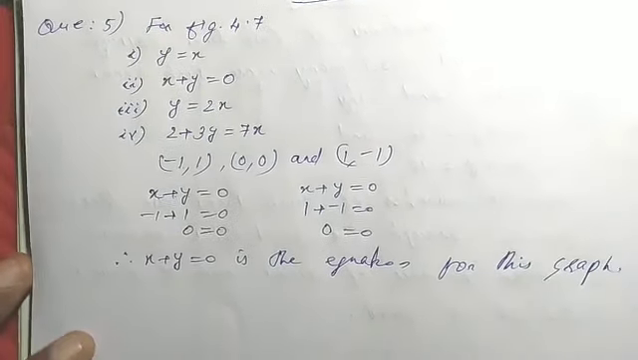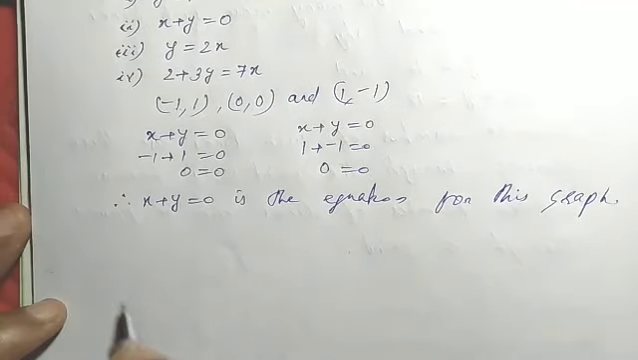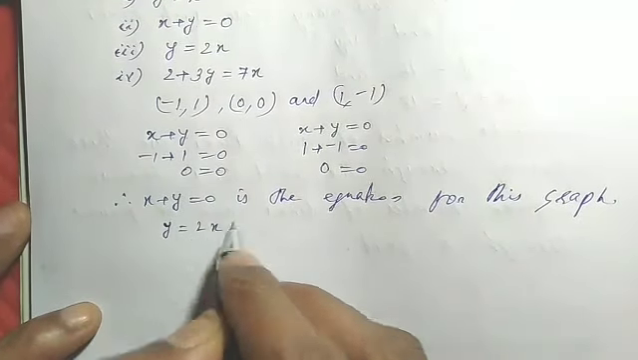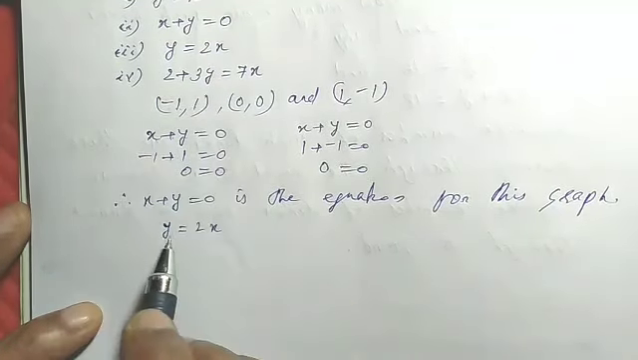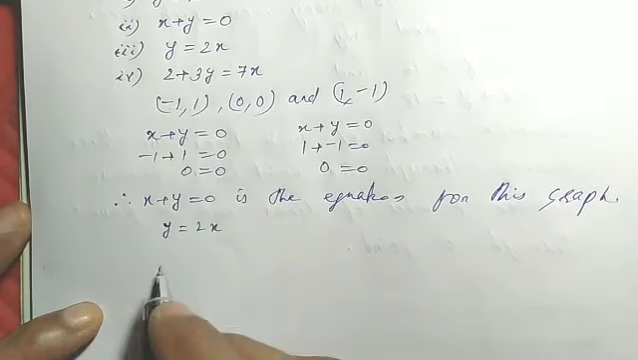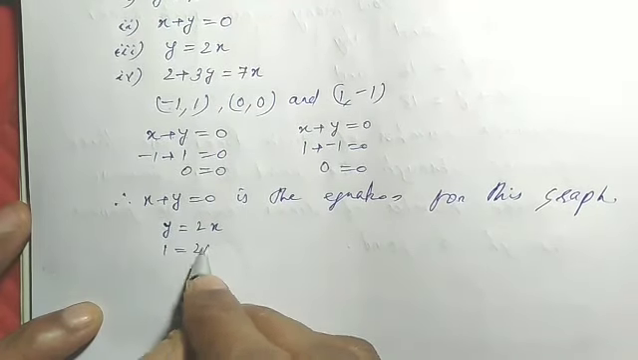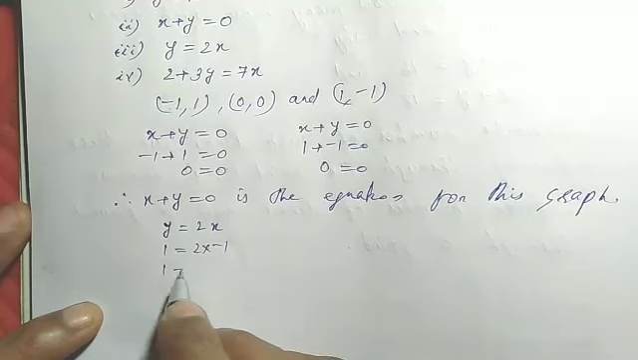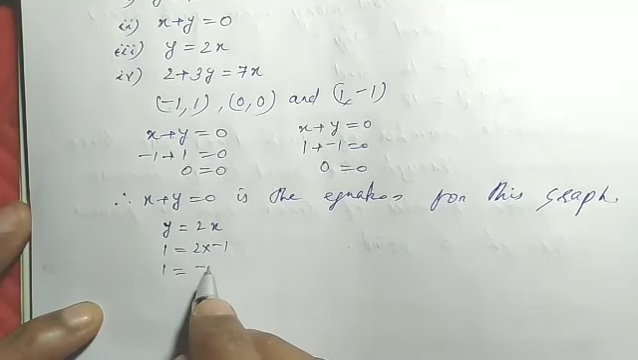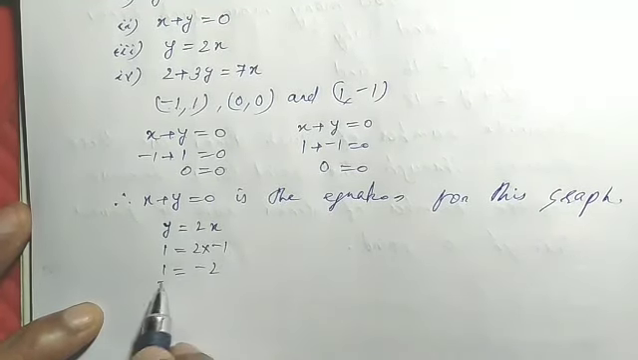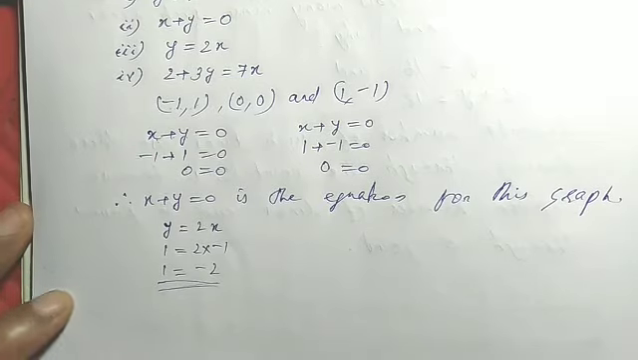Next one, y is equal to 2x. Substitute the first solution in this equation: y is equal to 1, and 2 into x is equal to 2 into -1, which is -2. So 1 is not equal to -2. It is not satisfying, so it is not the equation.